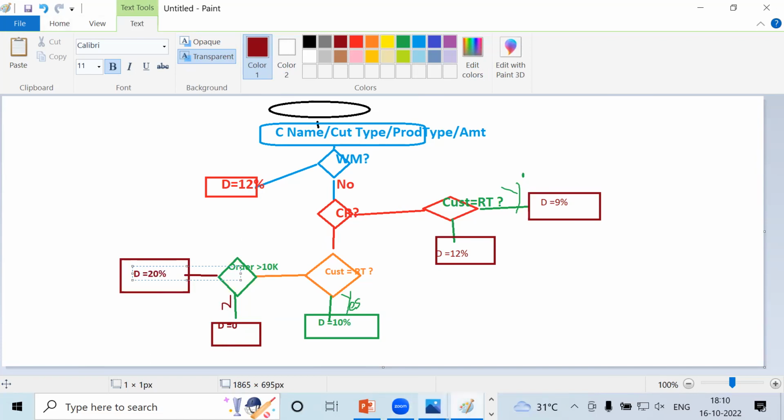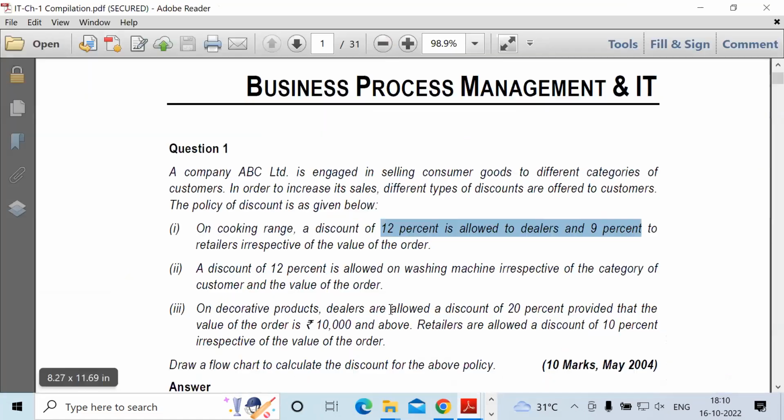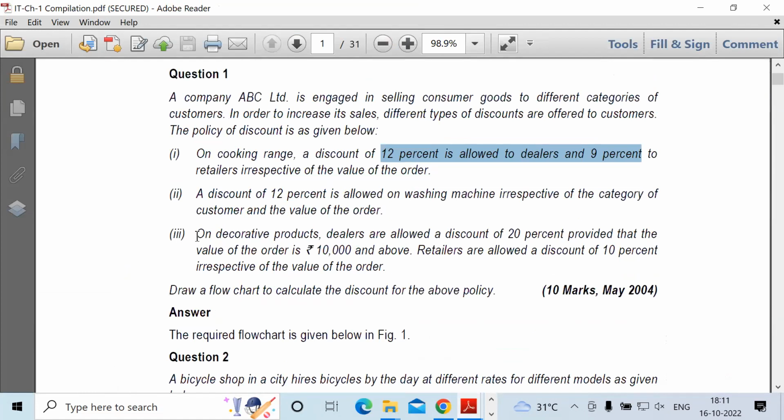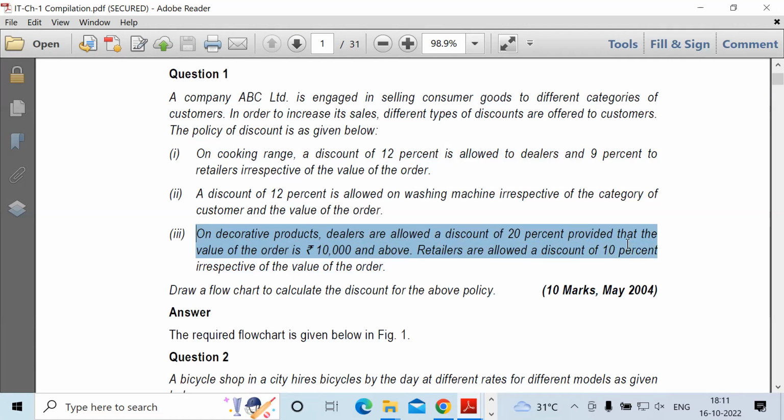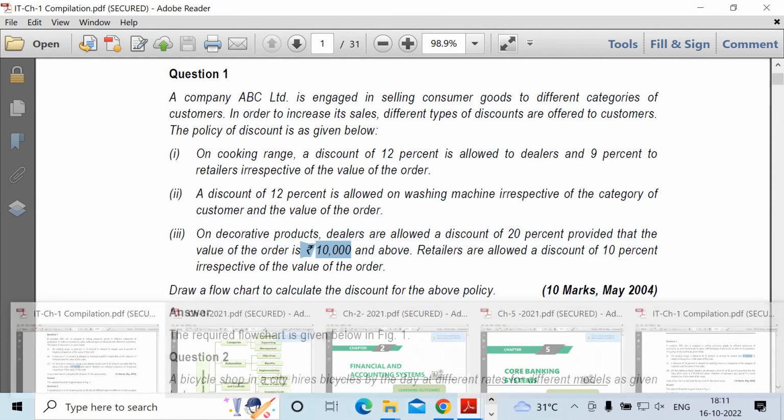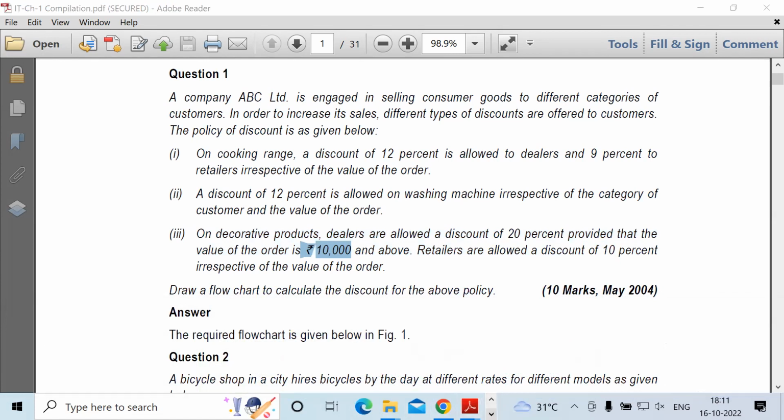So now you verify the question. On decorative products, dealers are allowed 10%, 20%, provided that the value of the order is above 10,000. Retailers are allowed a discount of 10% irrespective of the order. So what is the meaning? Only when the order is more than 10,000, 20% is allowed. If the order is less, 0%. That is the understanding, and thereby we are able to draw the flow chart.